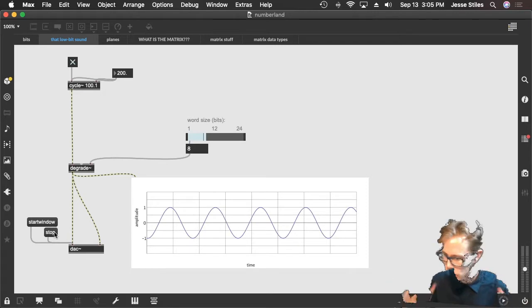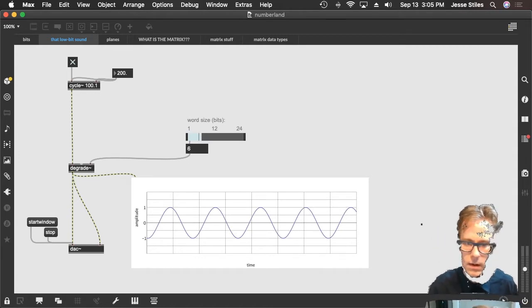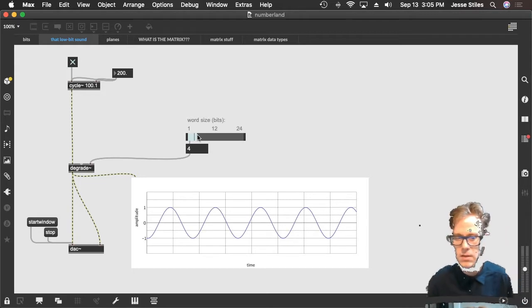So all that chiptune style stuff is going to be emulated by artificially lowering the bit depth of our system. In the world of music production, this is sometimes called bit crushing.